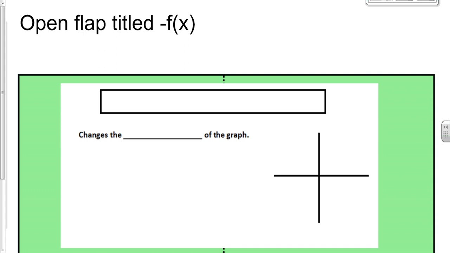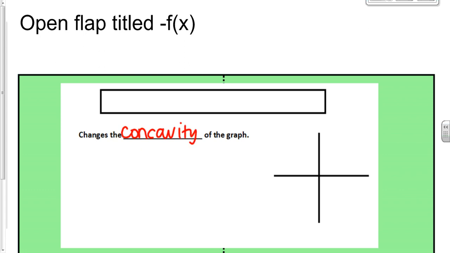So open the top left flap. It should say negative f of x. So what happens when you have a negative in front of your function? Okay, this is like y'all saw yesterday when the a was negative. A lot of y'all said that it became concave down, right? Or it became concave up. Regardless though, it changes the concavity of the graph, okay?